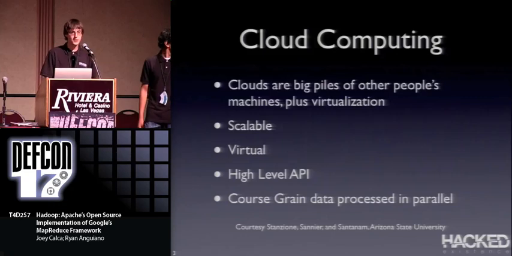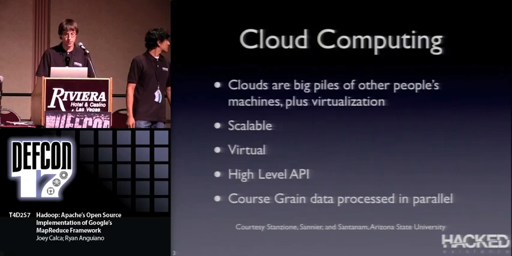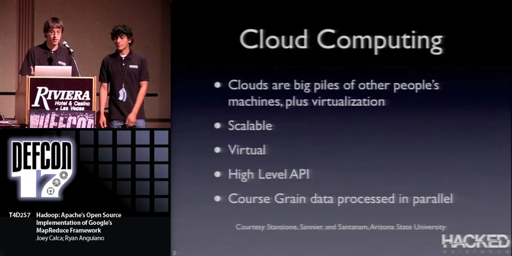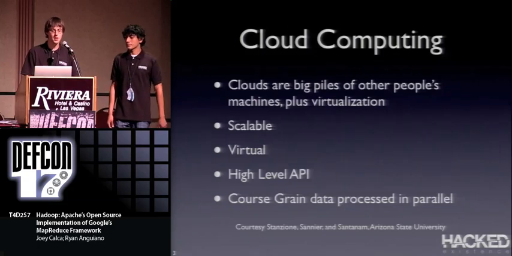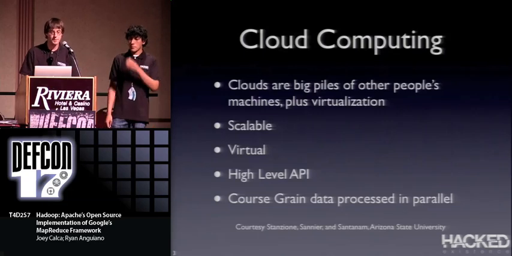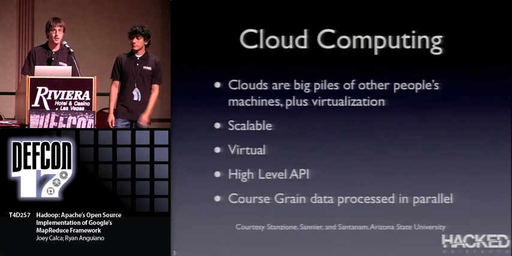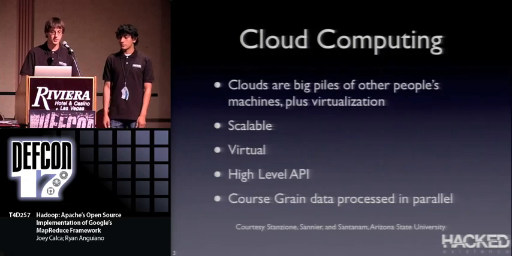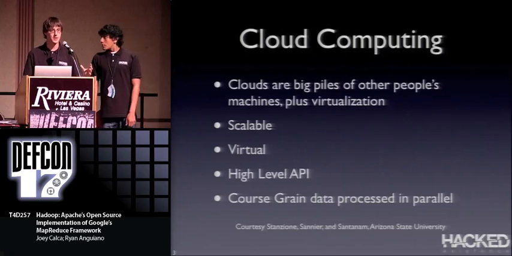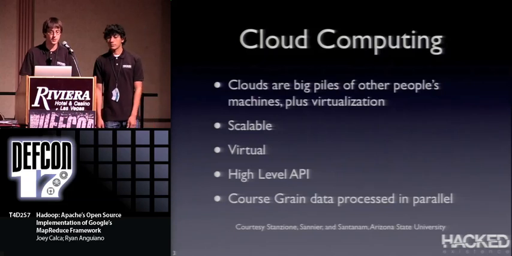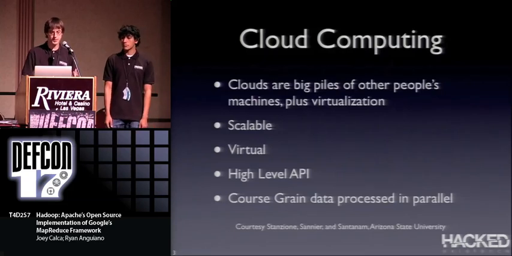All right, so a few things most people should already know about clouds. They're big piles of other people's hardware. There's some element of virtualization built into them. They're scalable. You can drop nodes in and out, and it's not going to affect how the cloud runs. You've got a high-level API, so with Hadoop, we really don't have to deal with a lot of moving data around or dealing with networking or anything like that. You just write a mapper and reducer. The framework takes care of all the rest of the stuff for you. And Hadoop really utilizes coarse-grained data processed in parallel.